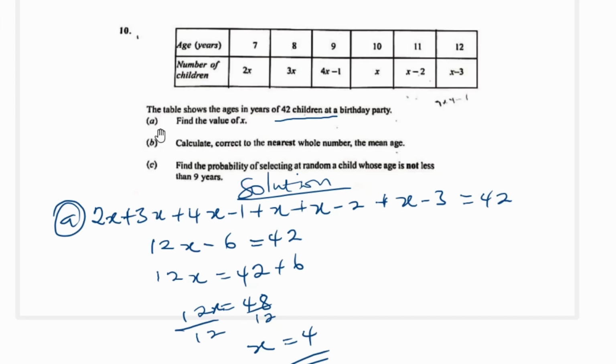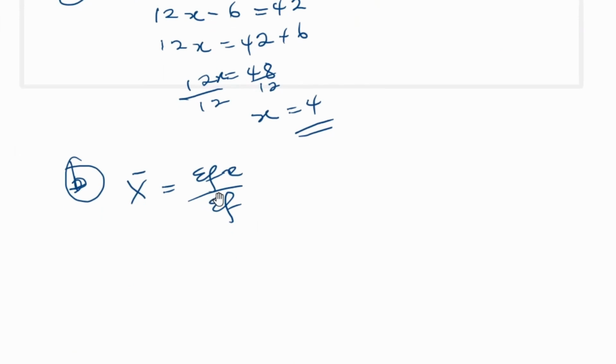If I substitute the 4 into it, I'm going to have 2 times 4 is 8, 3 times 4 is 12, 4 times 4 is 16, minus 1 is 15. So I have 15 here. Then here will be 4 minus 2 is 2, and then 4 minus 3 is 1. Now I'm going to multiply each of these to get my fx, but because sigma is summation, I will just be multiplying and adding them straightforward. So I'm going to write my mean equals summation of f times x.